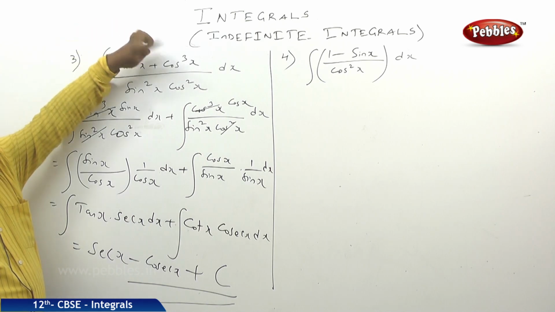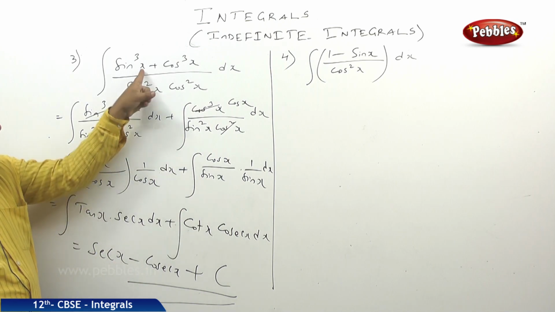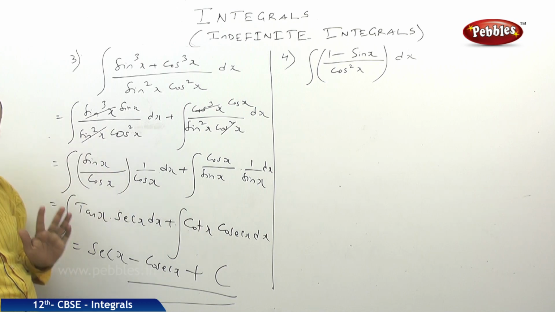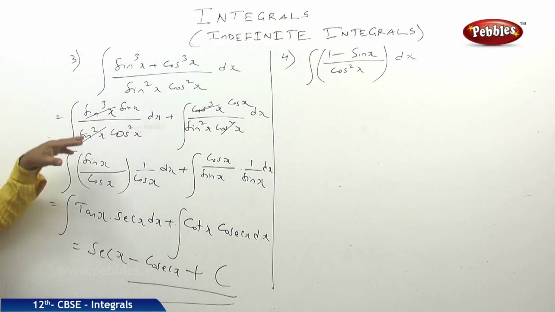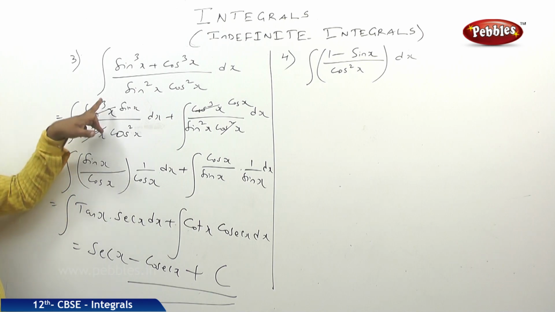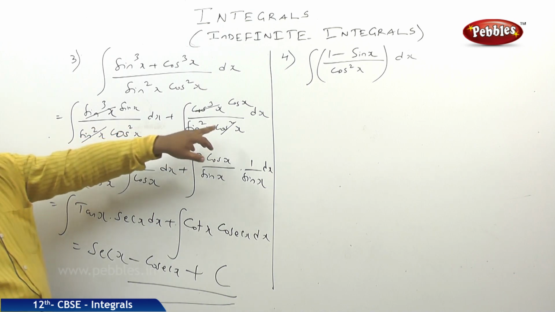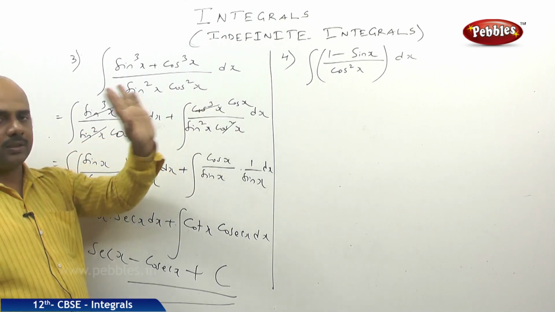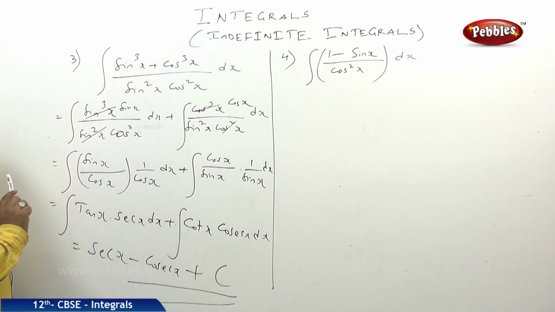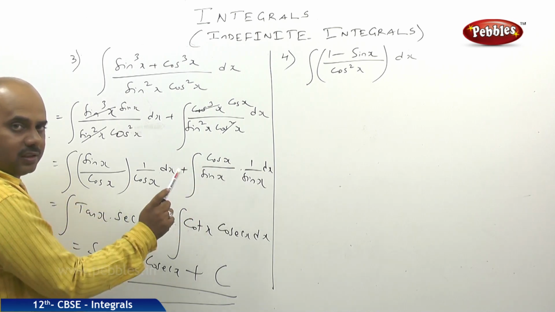Integral of sin cube x plus cos cube x divided by sin square x cos square x. It is like a plus b by c. A plus b by c means a by c plus b by c. So sin cube x divided by sin square x into cos square x. One sin square x is getting cancelled, so there remains sin x, and here also cos square x is getting cancelled, there remains cos x. So finally, sin x by cos x into 1 by cos x dx plus cos x by sin x into 1 by sin x dx.